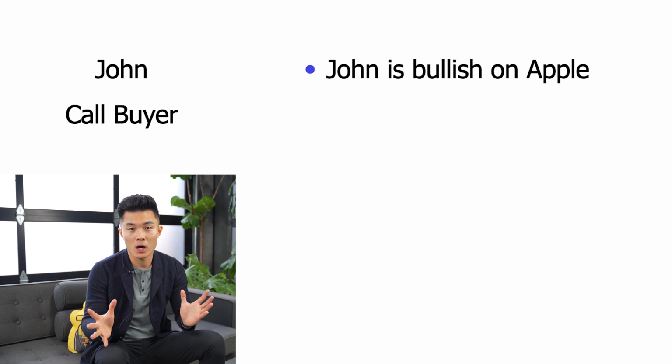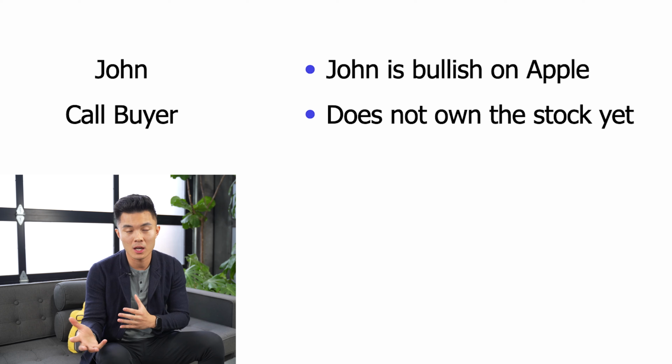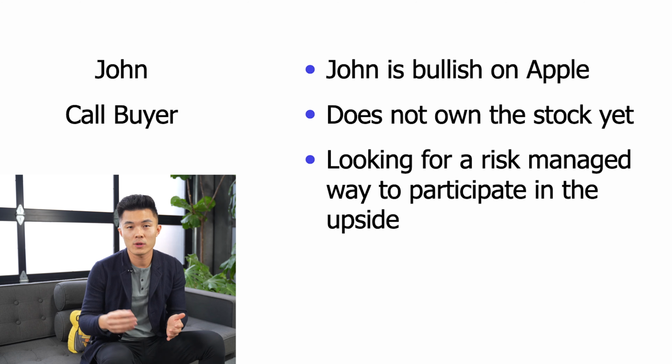Let's say John is an option buyer, because John is very bullish on Apple stock. John does not have enough money to buy 100 shares of Apple stock, or maybe he just wants to use less money to control 100 shares of Apple stock. And John is looking for a risk-managed way to invest in Apple stock. Now, when you try to buy something, it has to have a seller. So on the other side of the call buyer, there's the call seller, which is Steven. John on this side, Steven on this side.